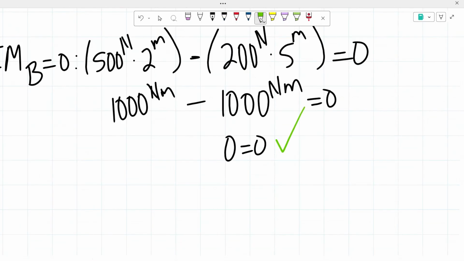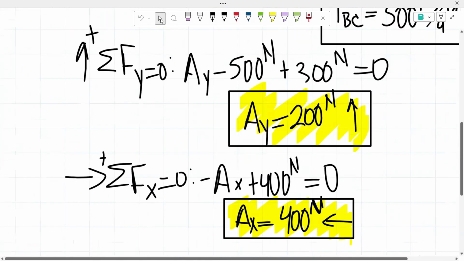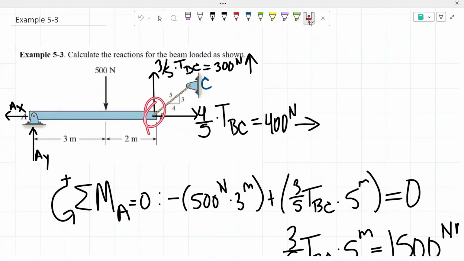So that's just a quick way on how you could do an independent check. So if you took the moment about point A at the beginning, at the end, what you want to do is take it about point B, and vice versa. If you took your moment about point B in the beginning for other examples or other problems, then in the end, you're going to want to take the moment about point A to just do that independent check to make sure that your reactions are correct.